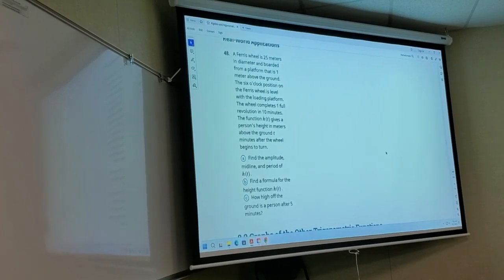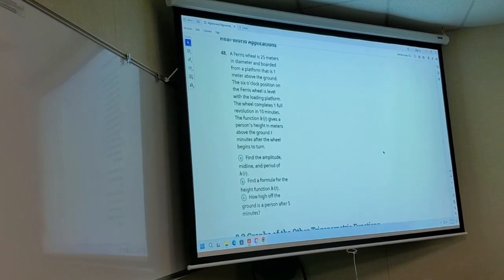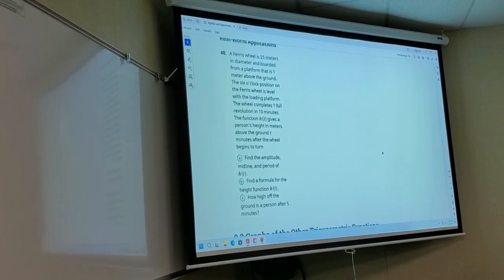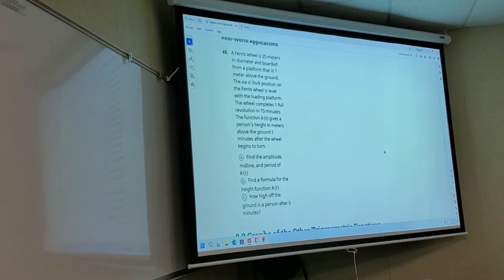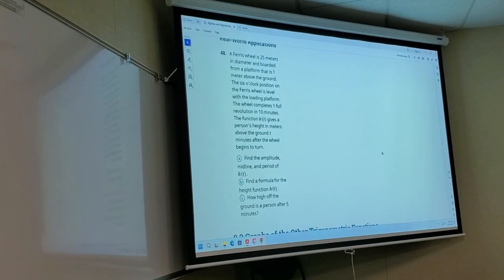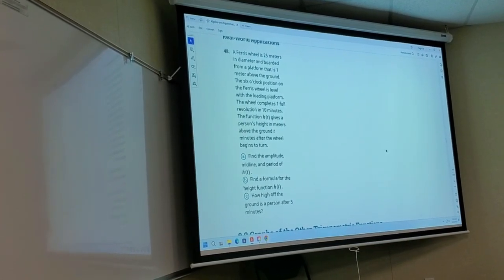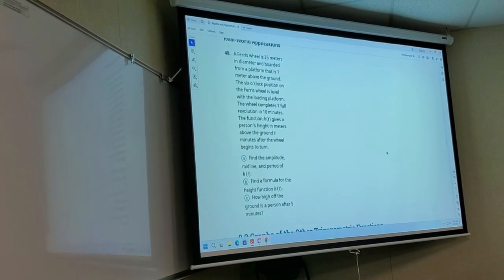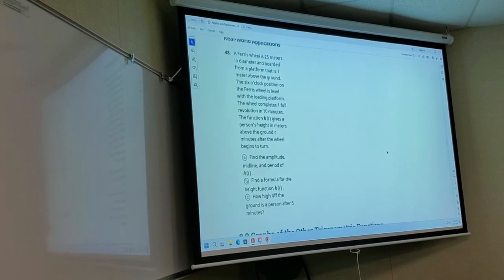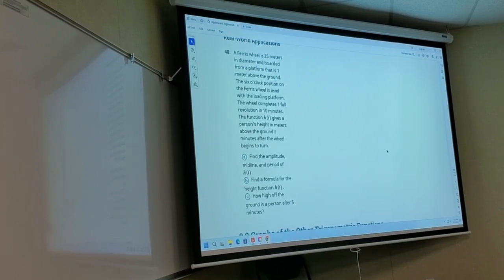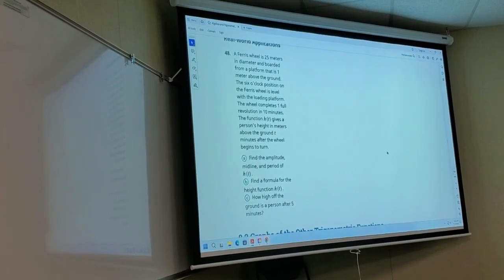Average them. So what is the midline if it goes from 1 to 26? Average 1 and 26. Be careful. How do you average 1 and 26? Add them, and then divide by 2. Yeah, that's right. And then from there, you could figure out the amplitude because it's just the distance from the middle to either side, right?